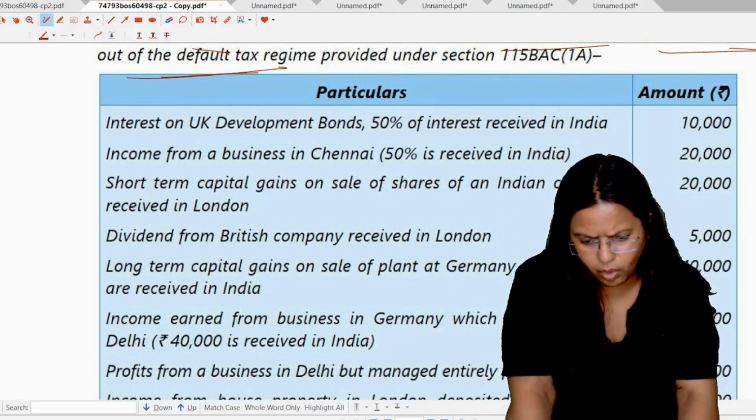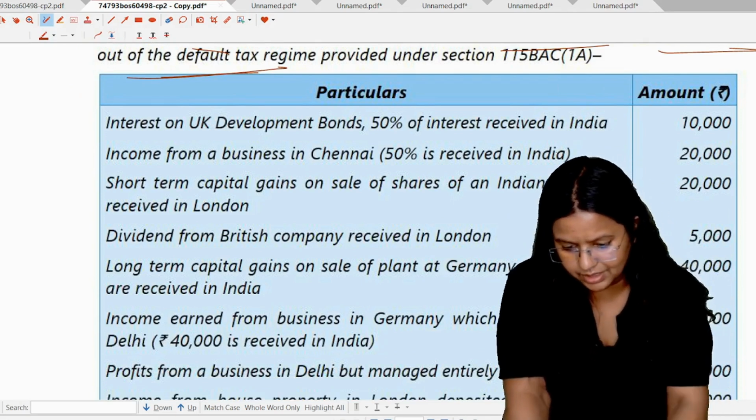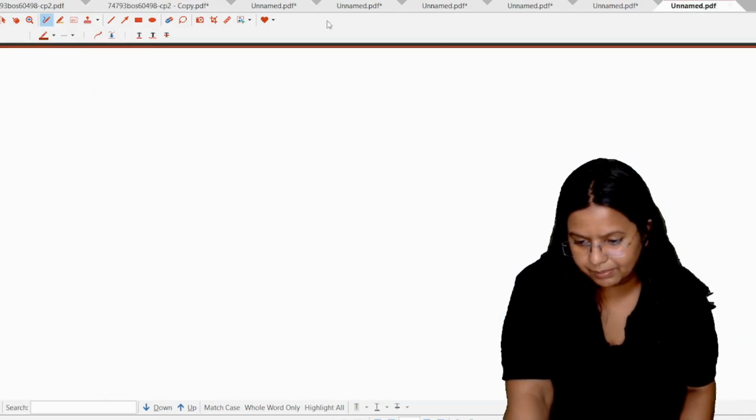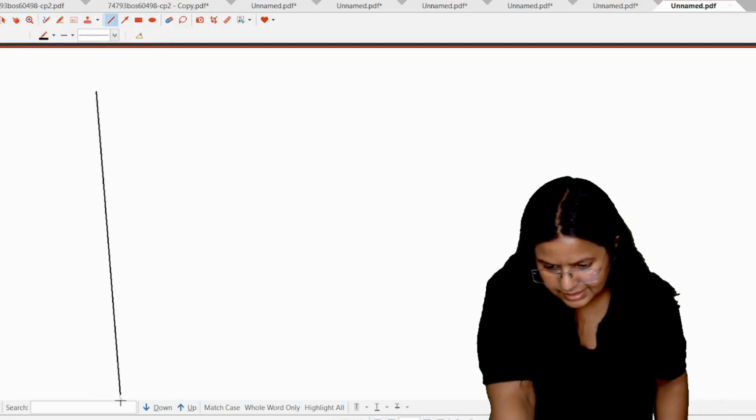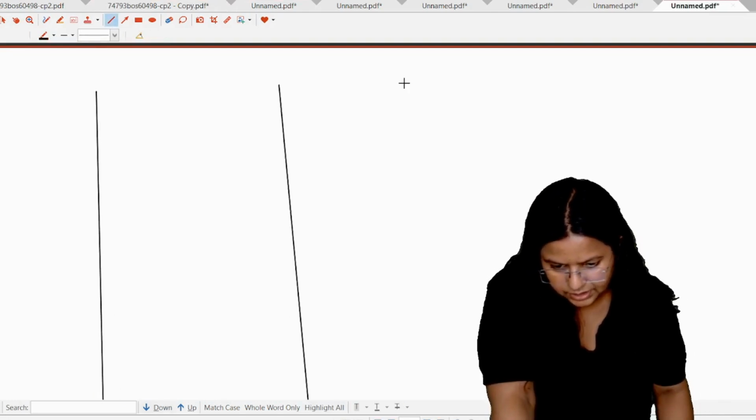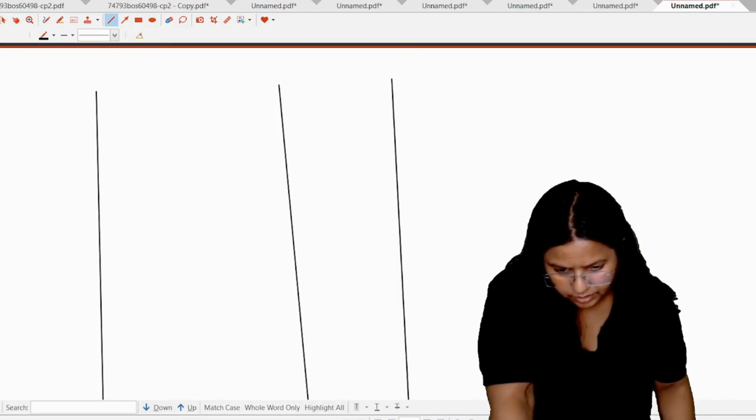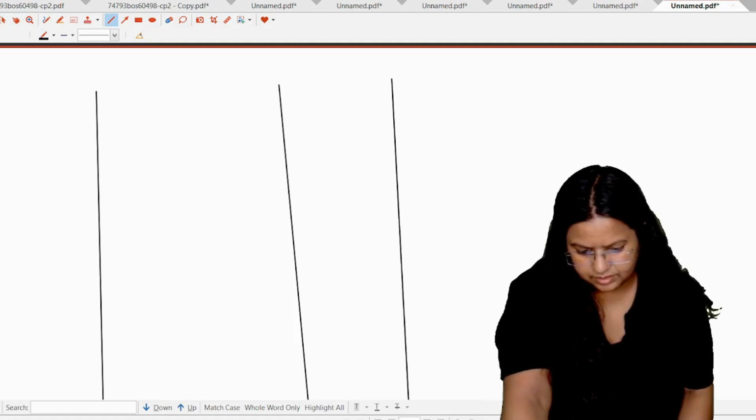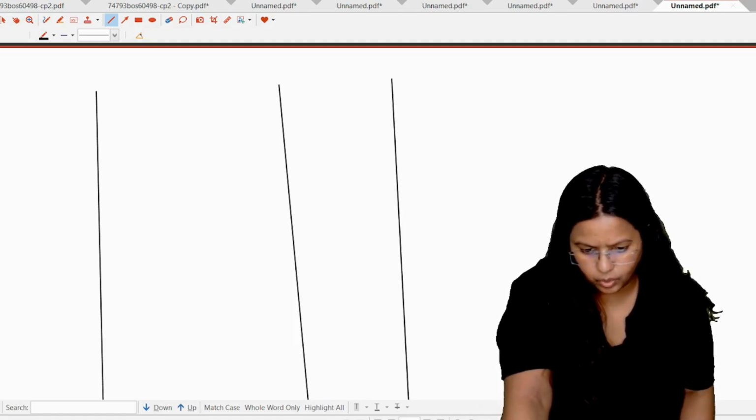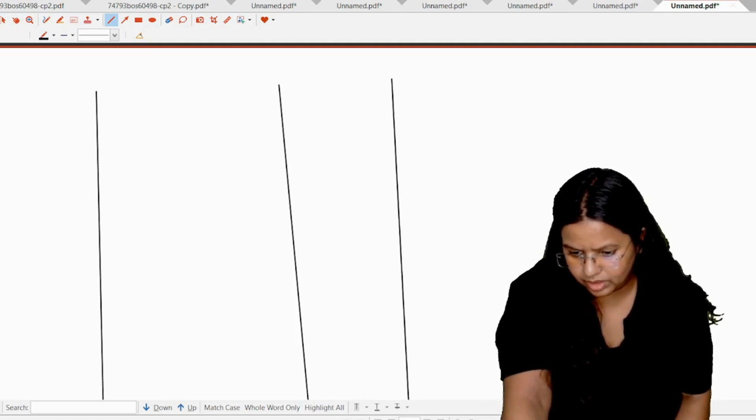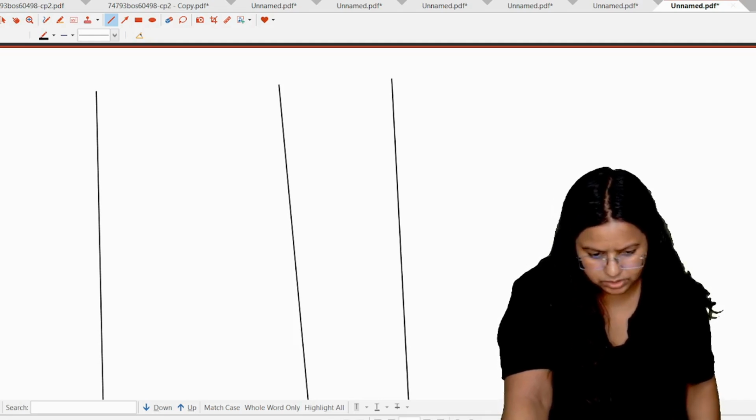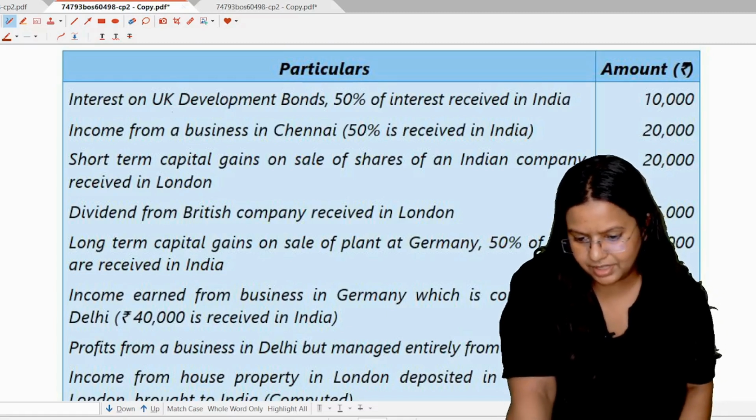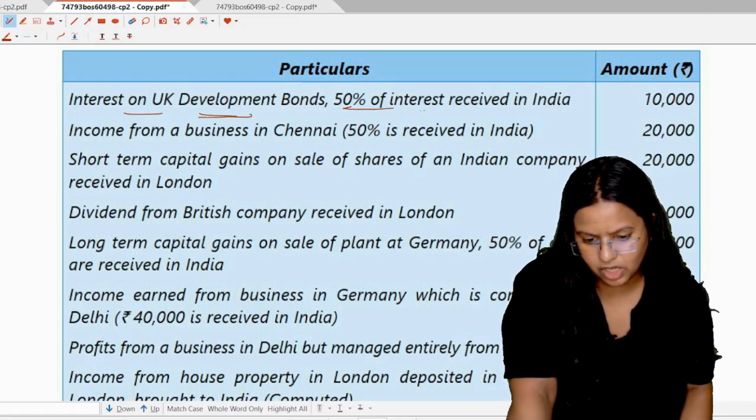Interest on UK development bonds, 50% of interest received in India. It means, again, we have to do that question in the 3 marks line. First, serial number, particulars, ROR, NOR, NR. Okay, the first point is interest on UK development bonds, 50% of interest received in India.